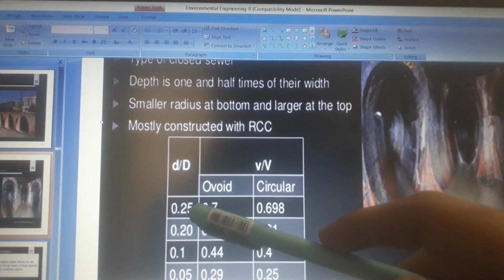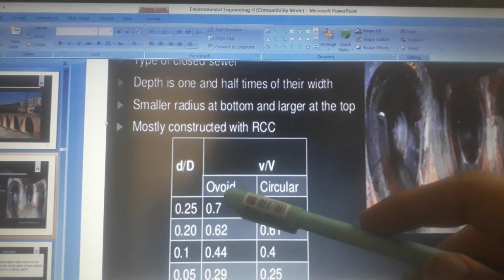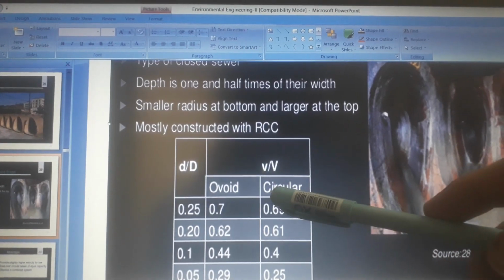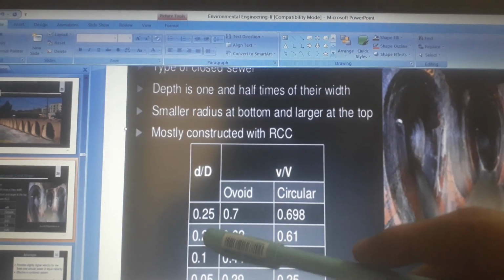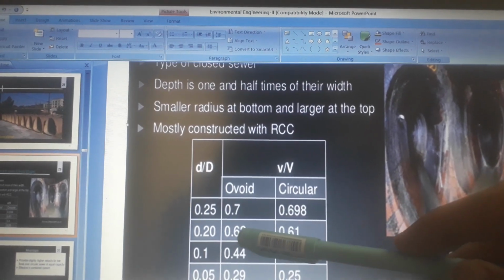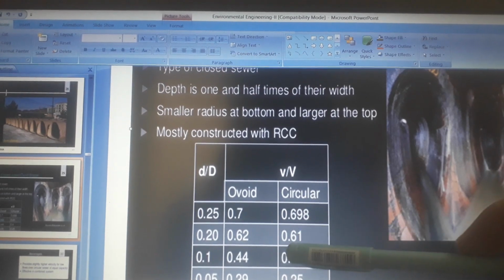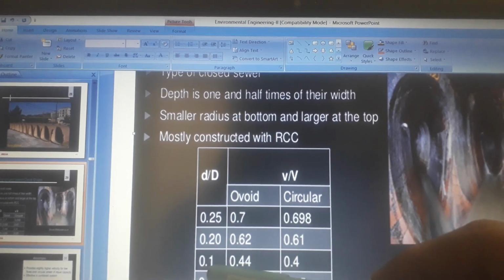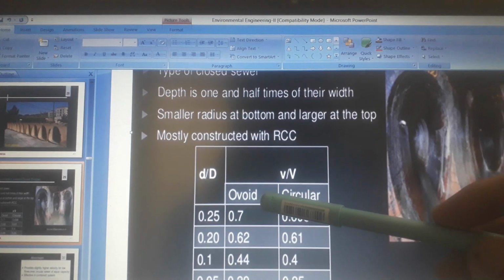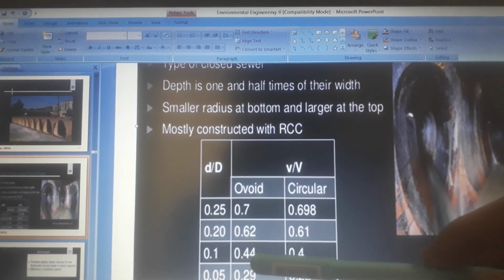Small d by capital D 0.25, d by B 0.7. Circular 0.698. Small d by capital D 0.20, d by B 0.62. Circular d by B 0.61. Small d by capital D 0.1, d by B 0.44.